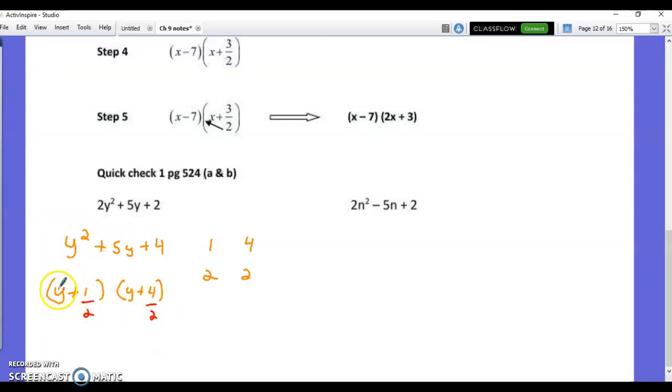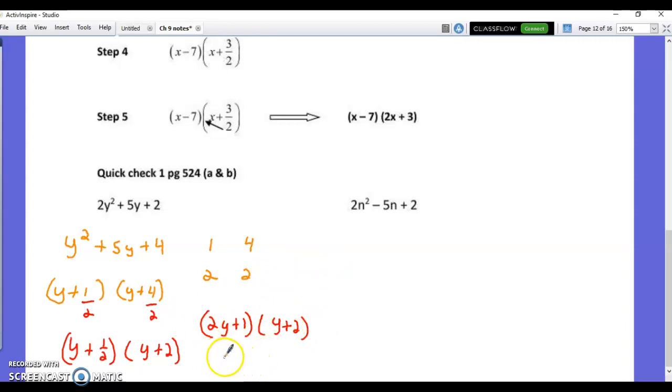Now I reduce the fraction. y in 1/2 is already reduced. I'm taking an extra step here; you might not need to. 4 divided by 2 is going to be 2. So we have y plus 2 with our reduced fractions. And now I can take this 2 and move it out in front of the y. So this becomes 2y plus 1. So I basically take the denominator, put it here, leave the numerator here. And the other one's already done, so we have y plus 2, and that's it. You are factored.